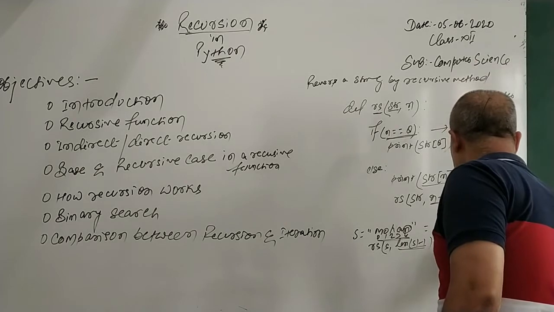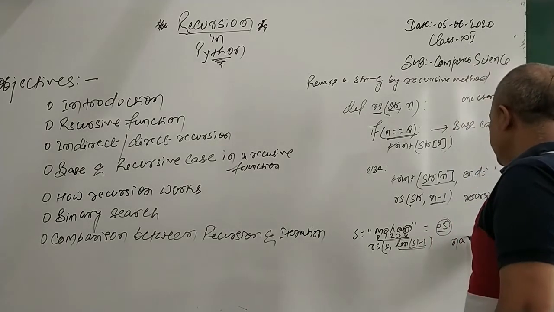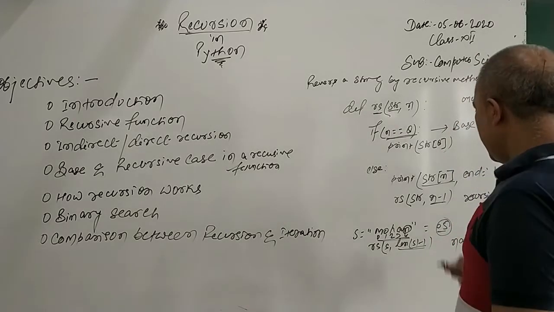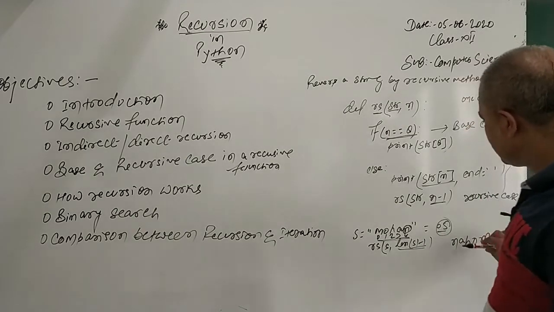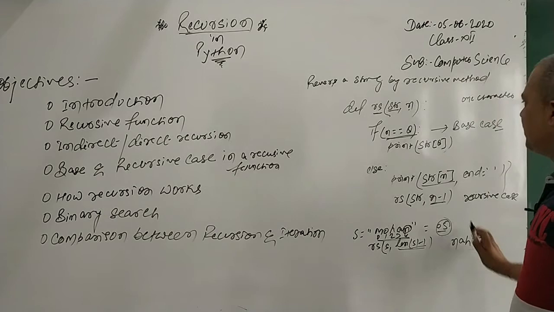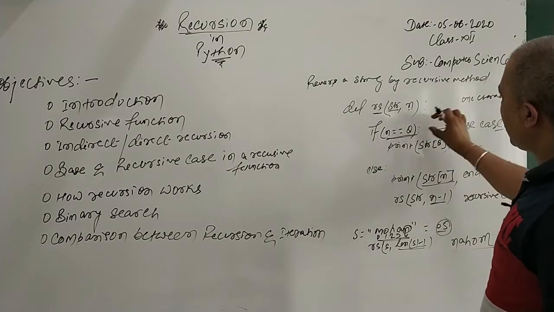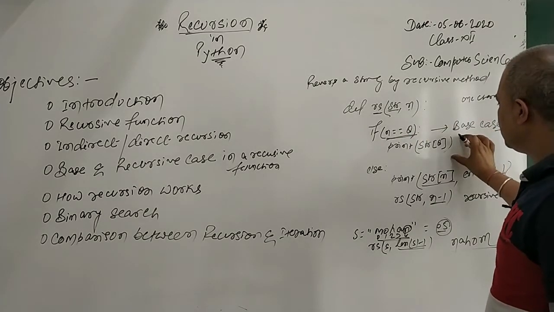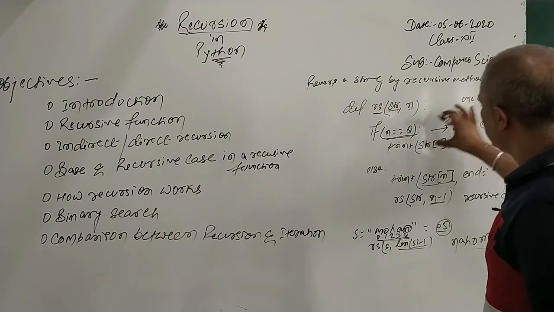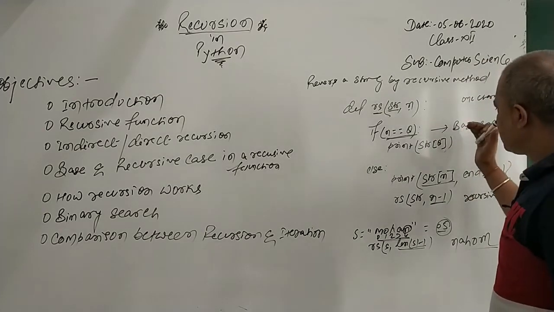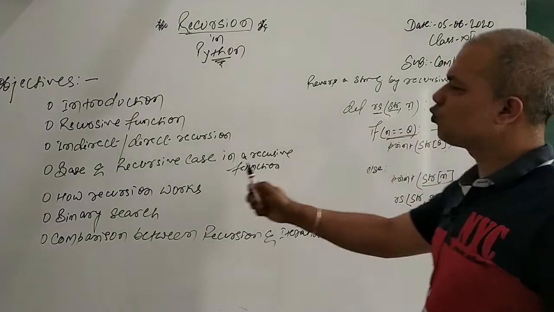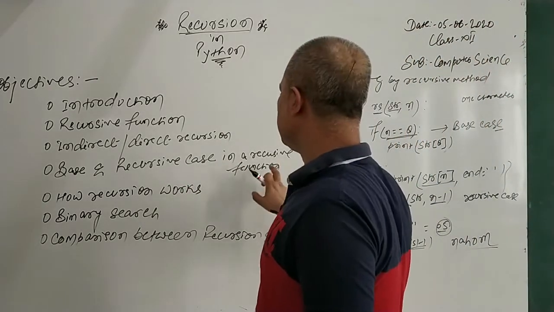So it will show me A and A. Then H, then O, and M is the last. After that, it will not execute. The reason is, once it is M, the value will reach 0. And at 0, we are saying str of 0. So once the base case is reached, during the execution of the recursive case, the program stops executing. And that is what base case and recursive case mean in a recursive function.